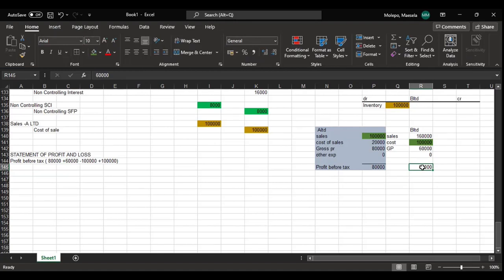Then we deduct this one here, because it was added. When we were calculating this 80,000, it was added, so we deduct it.